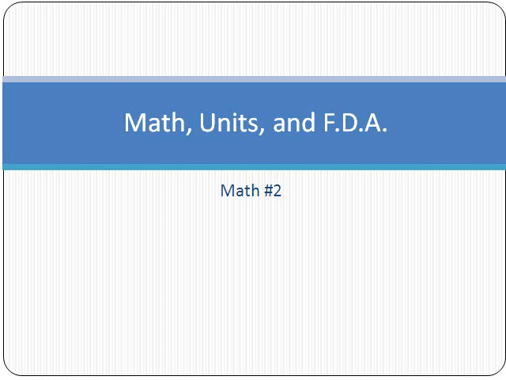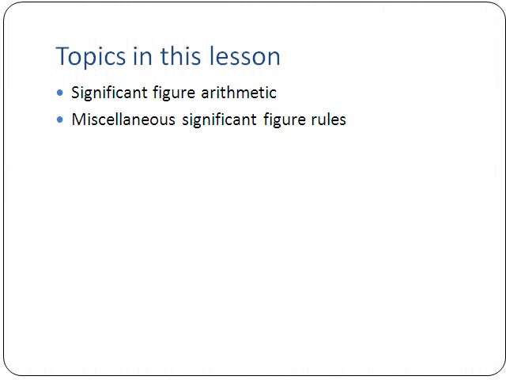This next unit is going to be math number 2. In this particular lesson, we're going to talk about two things. The major one is going to be on significant figure arithmetic, how to add, subtract, multiply, and divide numbers that have a set number of significant figures so that the answer has the correct number of significant figures afterwards. It doesn't mislead us about the precision of our result.